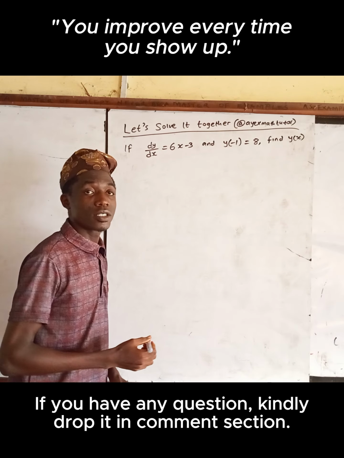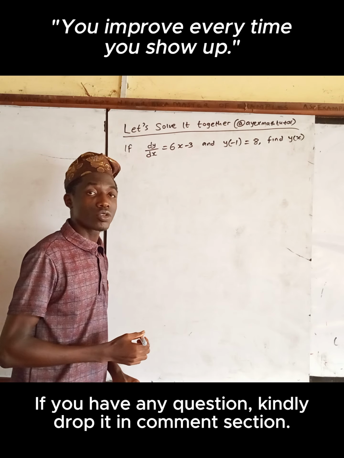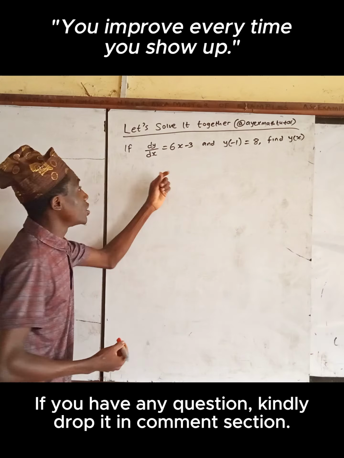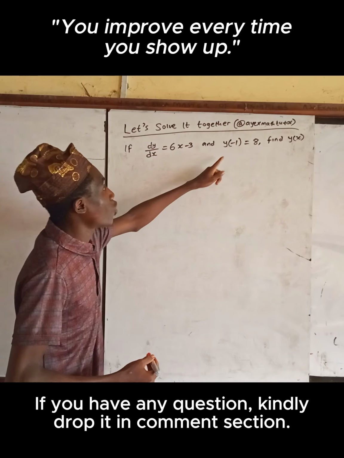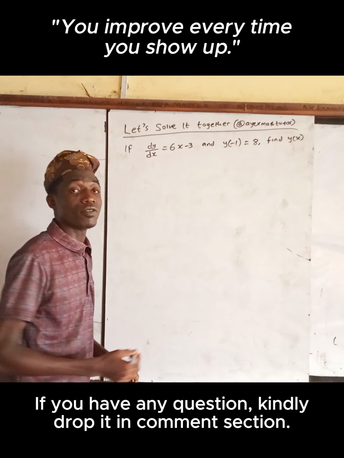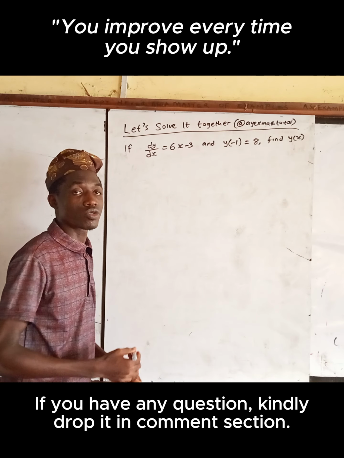This is another question that I want us to look into together. We are given dy/dx equals 6x minus 3, and y of negative 1 is equal to 8. It now asks us to find y of x. How are we going to do it? Let's look into it together.